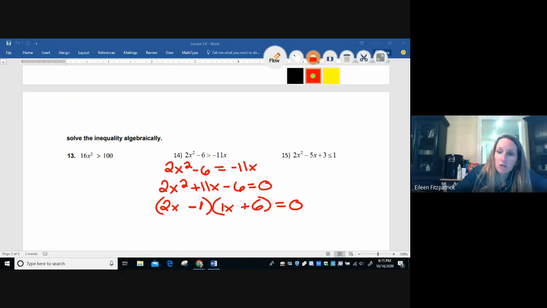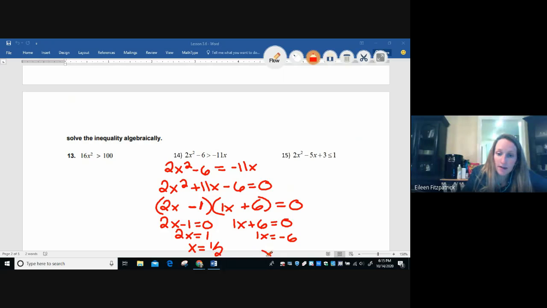Then I'm going to use the zero product property. I'm going to set both of those equal to 0. So 2x minus 1 equals 0, and 1x plus 6 equals 0. So I have 2x equals, add the 1 over, 1x equals, subtract the 6 over. So x equals 1/2, and x equals -6.